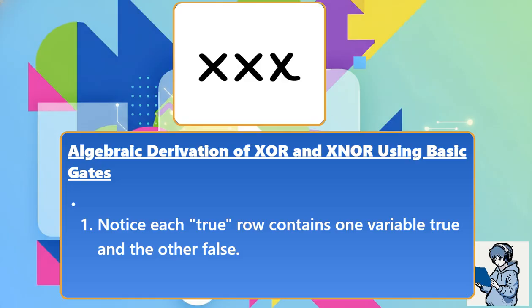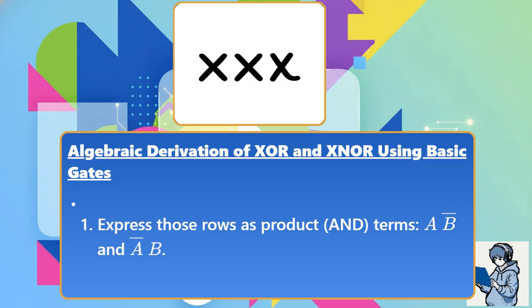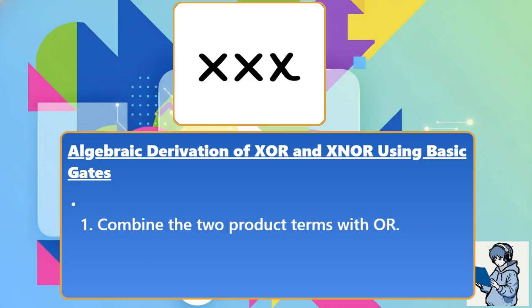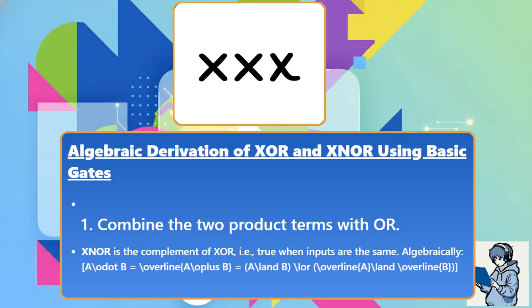2. Notice each true row contains one variable true and the other false. 3. Express those rows as product terms, A not B and not A B. 4. Combine the two product terms with OR. Exclusive NOR is the complement of exclusive OR, that is, true when inputs are the same.